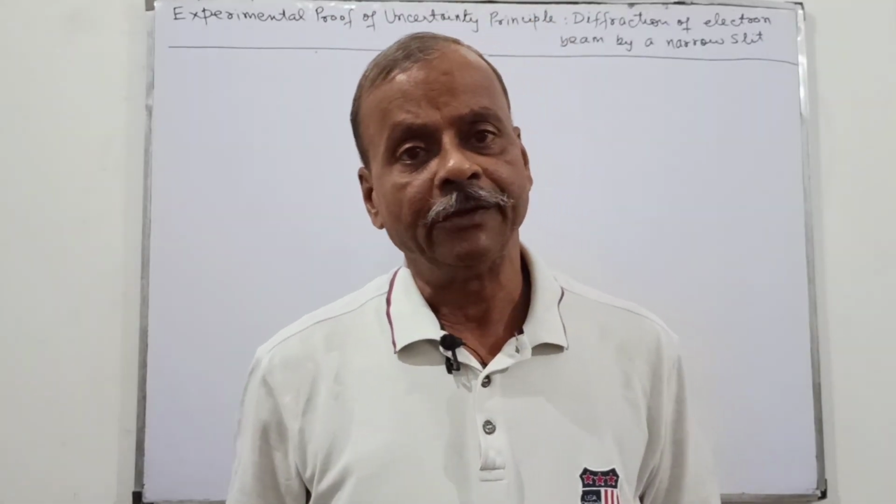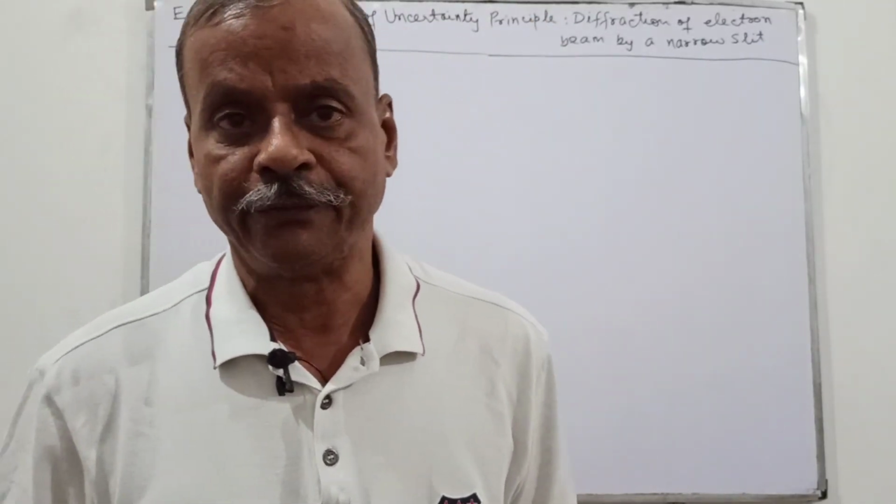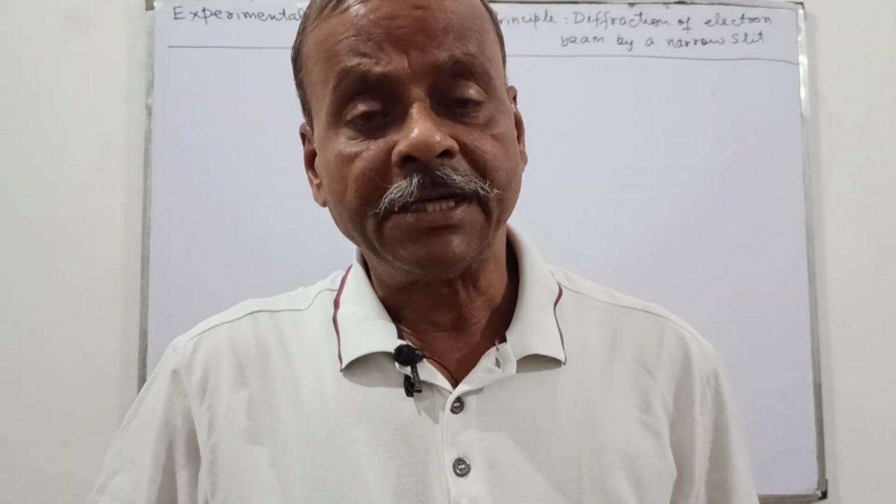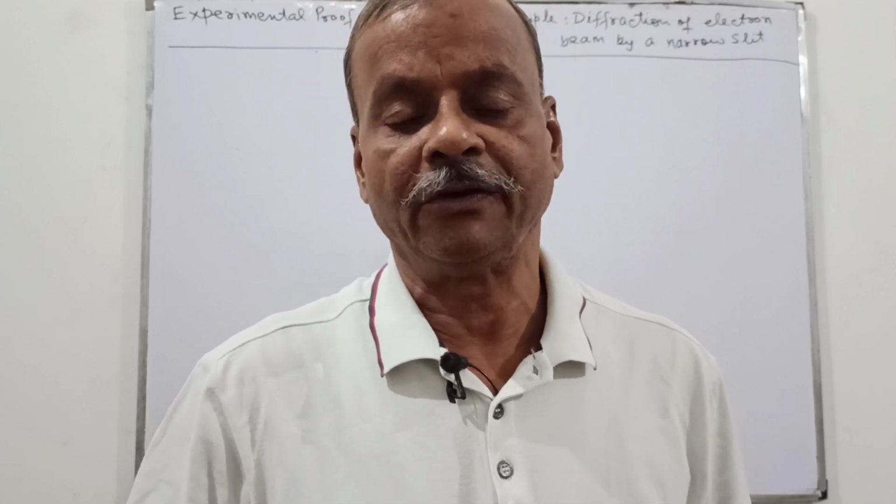Now today I will tell you about the experimental proof of uncertainty principle. This is done by the diffraction of the electron beam by a narrow slit. This topic was also included in the syllabus of RBSE, CBSE and ICSE, but nowadays it has been deleted from the book, because some of them understand that this is not of use.